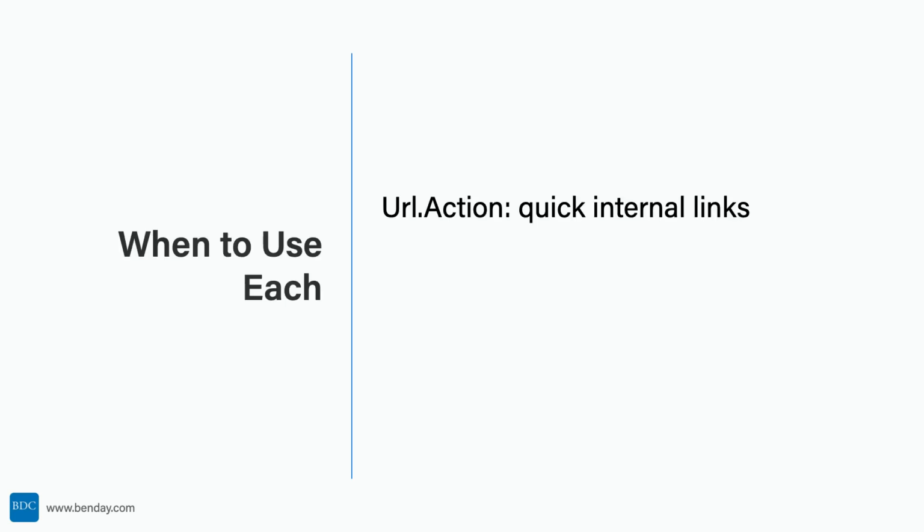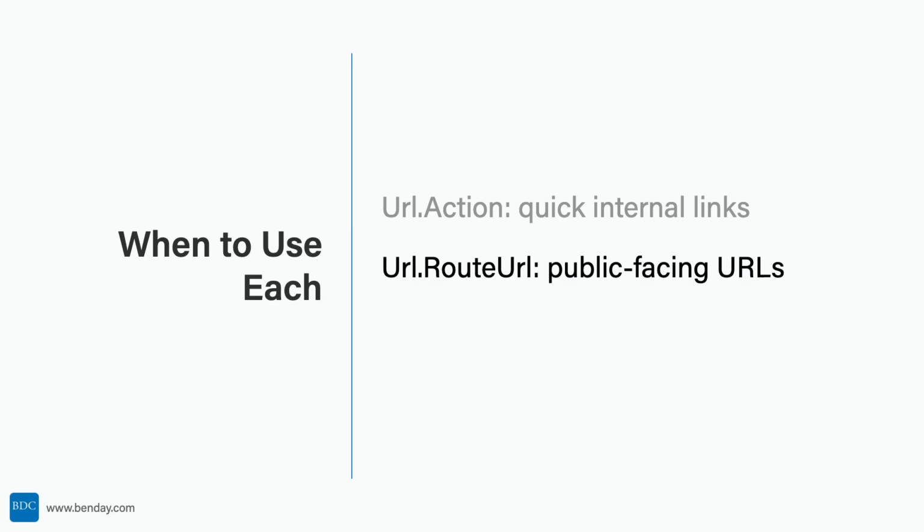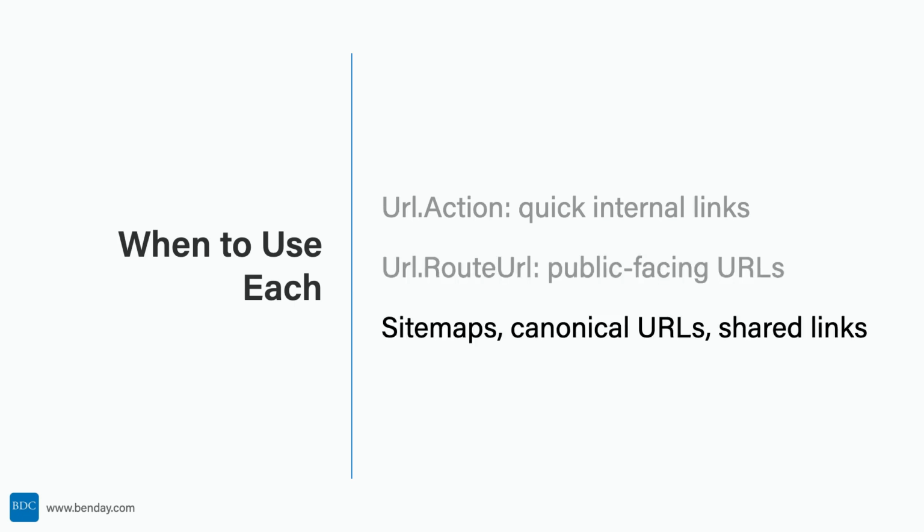Url.Action is fine for quick internal links where you don't care about the URL structure, admin pages, internal tools, places where the URL doesn't matter. But for anything public-facing, sitemaps, canonical URLs, links you share externally, use Url.RouteUrl. You've invested effort in designing nice URL patterns. Use them, especially for sitemaps. Search engines see those URLs. You want them clean and consistent with how users actually navigate your site.